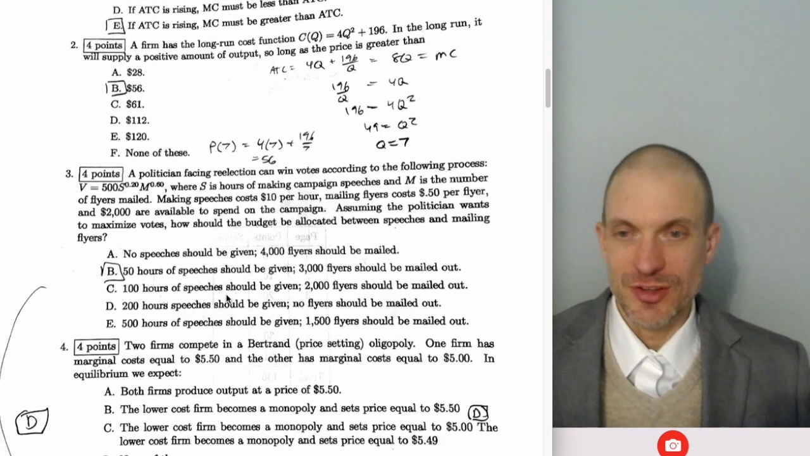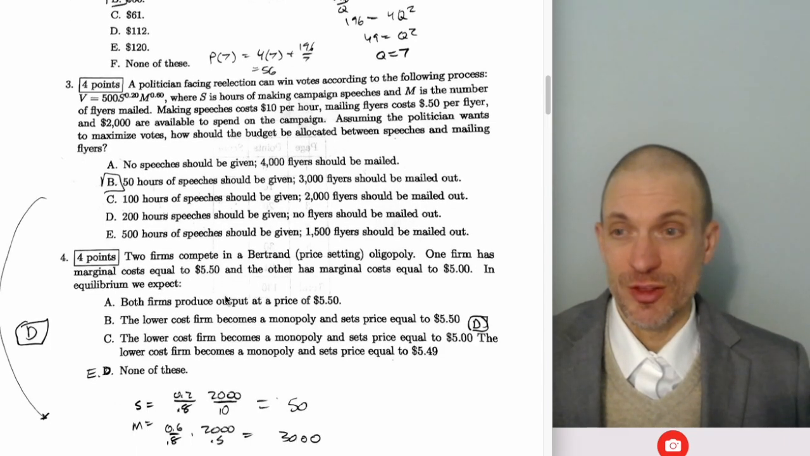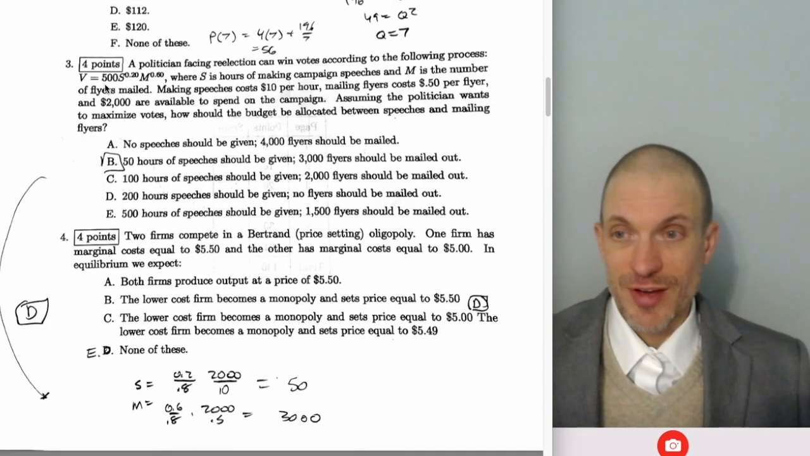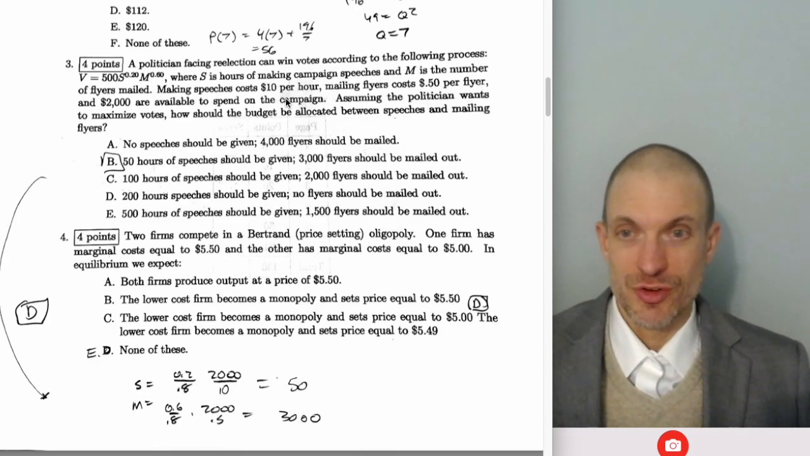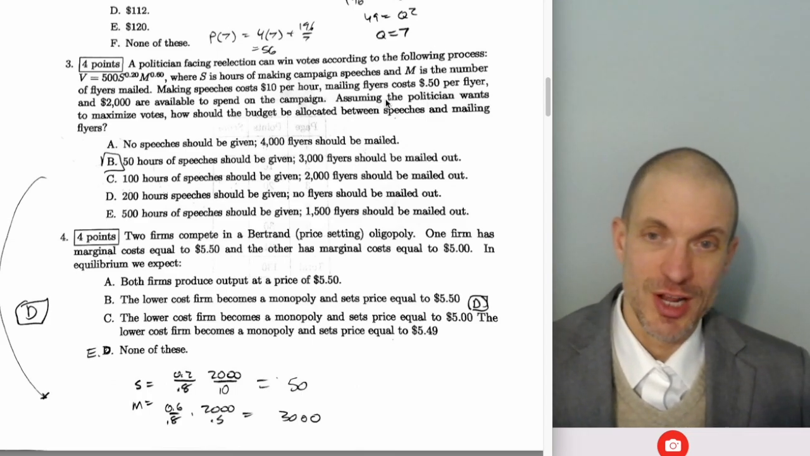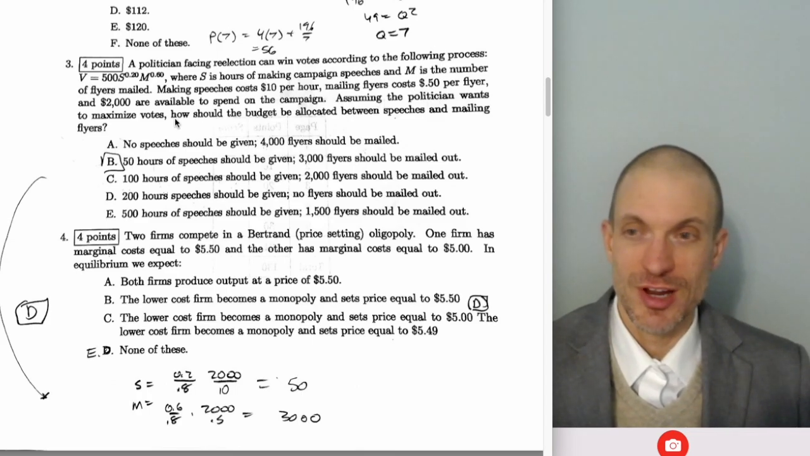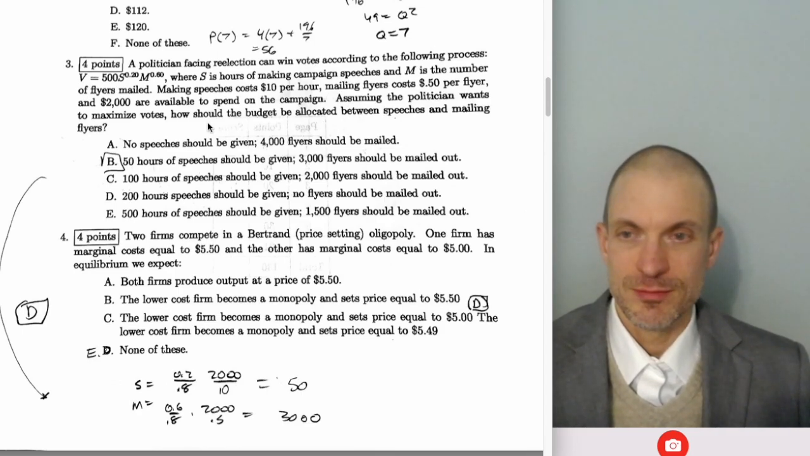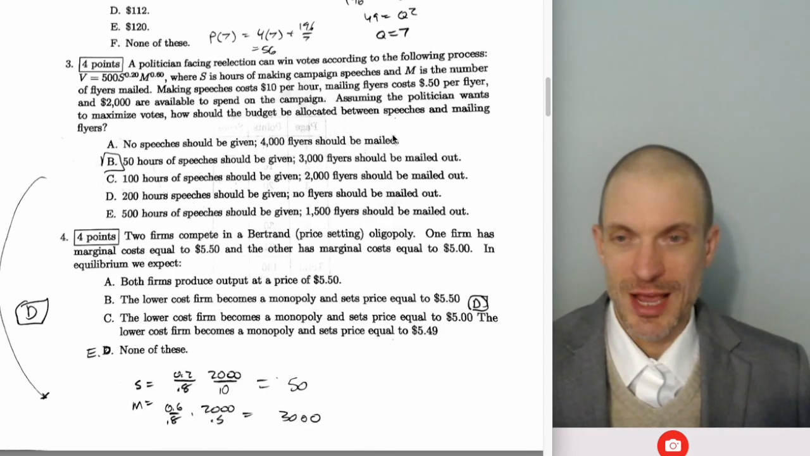A politician facing re-election can win votes according to the following process. V is equal to 500 S to the 0.2, M to the 0.6, where S is hours of making campaign speeches, M is the number of flyers mailed. Making speeches costs $10 an hour. Mailing flyers costs 50 cents a flyer. $2,000 available to spend. You want to maximize votes. How should the budget be allocated?